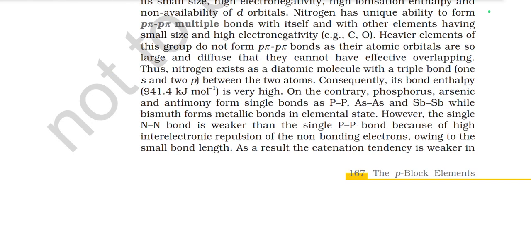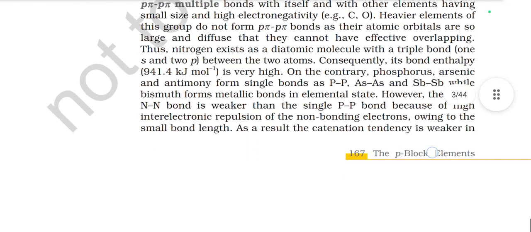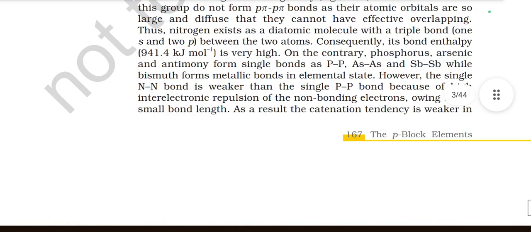Nitrogen has a unique ability to form p-pi p-pi multiple bonds with itself and with other elements having small size and high electronegativity. Heavier elements of this group do not form p-pi p-pi bonds as their atomic orbitals are so large and diffuse that they cannot have effective overlapping. Thus, nitrogen exists as a diatomic molecule with a triple bond between the two atoms. Consequently, its bond enthalpy is very high.